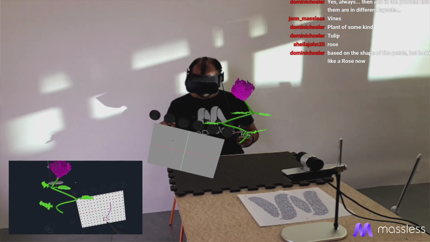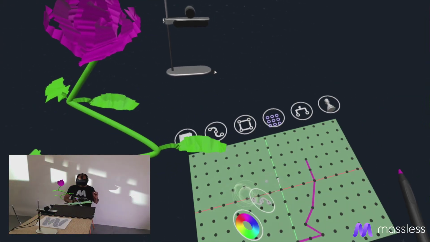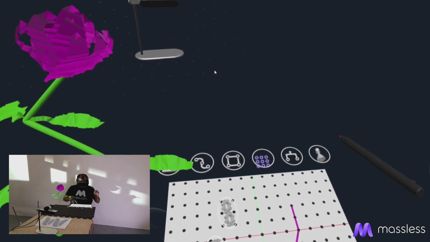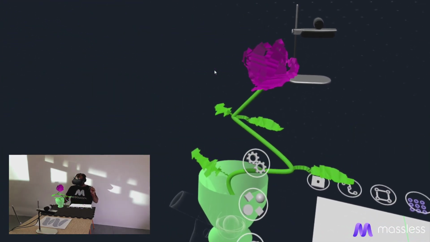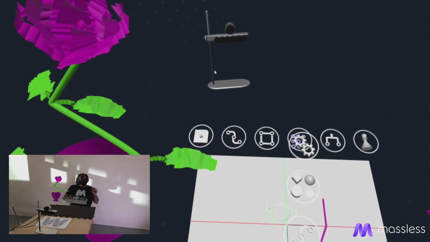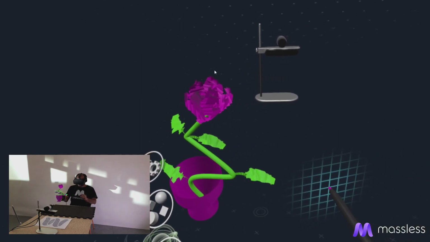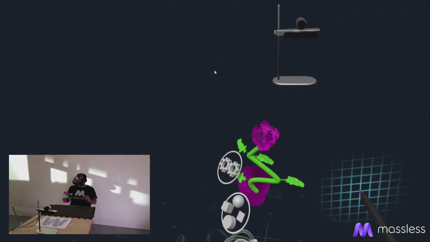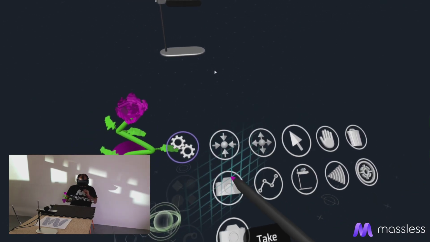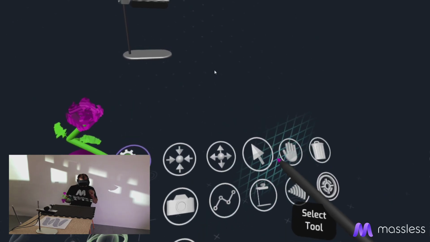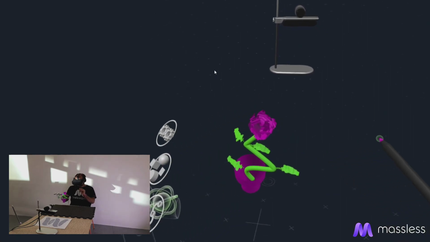Oh, what's Kamal doing here? Let me just transition to VR. So he just used the vector paper here to draw some lines. And now he's going to go to the revolve tool, and boom, look at that. We have a vase. Very nice.